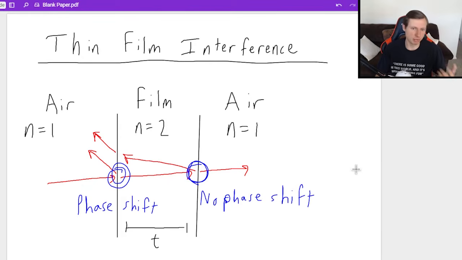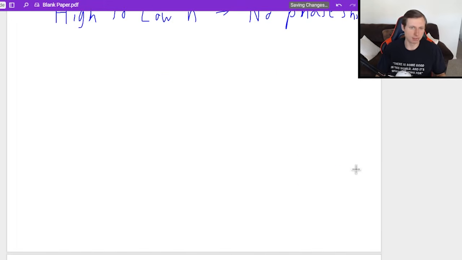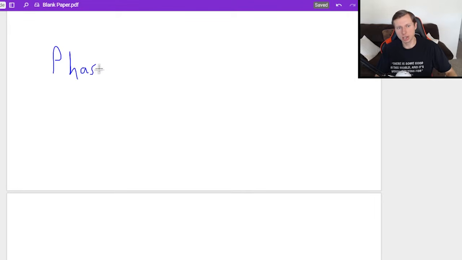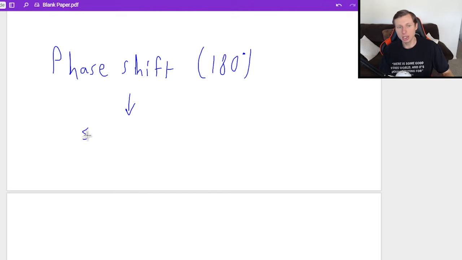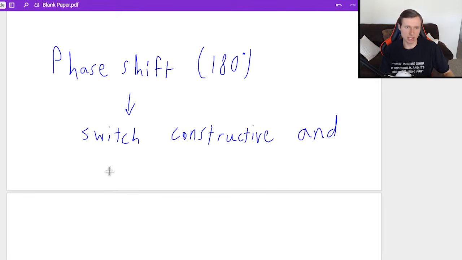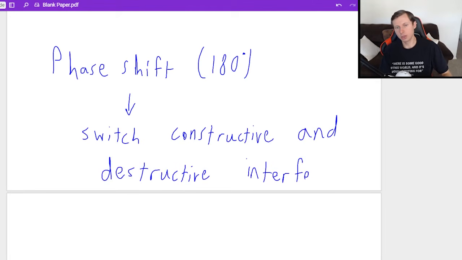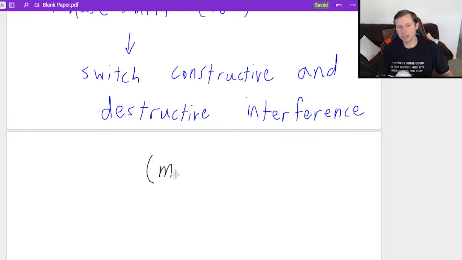Now let me explain what the phase shift means. It's not that hard. But basically when I say phase shift, I'm specifically talking about a 180 degree phase shift. And whenever you have a phase shift, you need to switch constructive and destructive interference. That's the easiest way to put it. What used to be the values for constructive interference are now destructive. And by the way, a lot of people say destructive is m plus 1/2 times lambda.